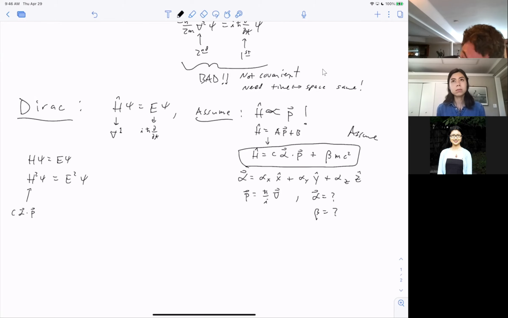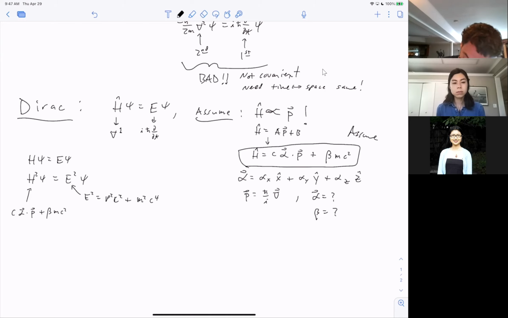C alpha dot P, am I getting these units all correct? Yeah, plus beta MC squared. And for E, we know that E squared equals P squared C squared plus M squared C to the fourth from relativity. That's our old friend that we all learned from special relativity. And then you plug it in.